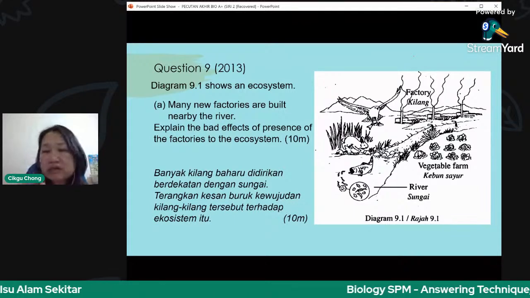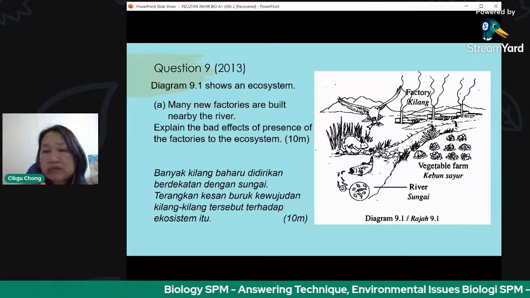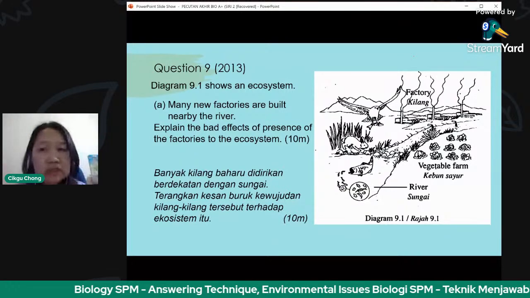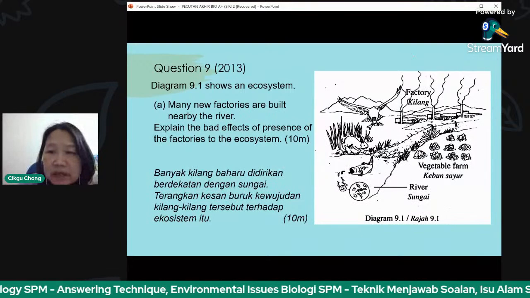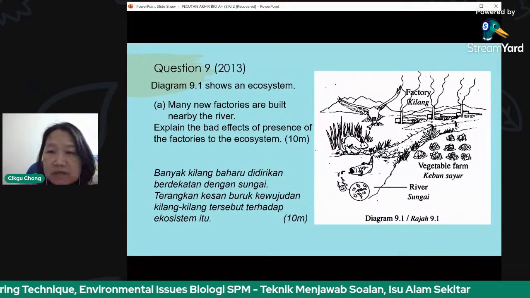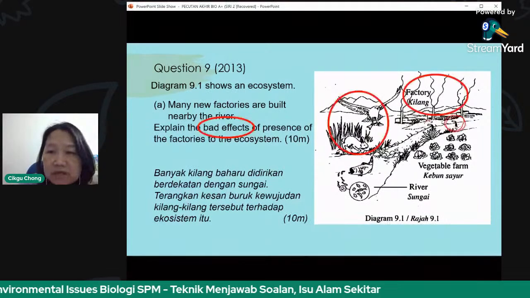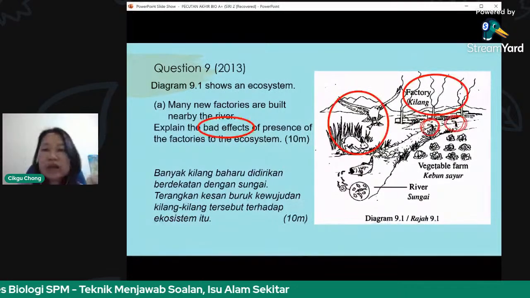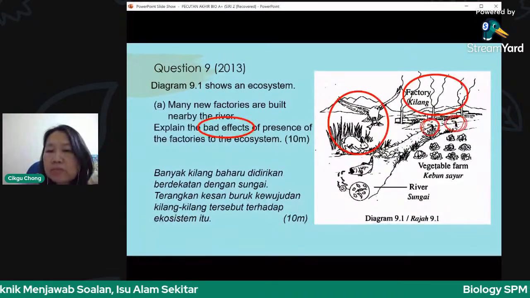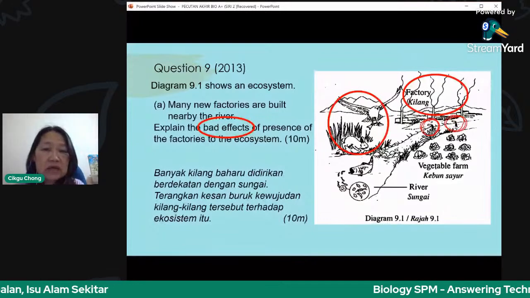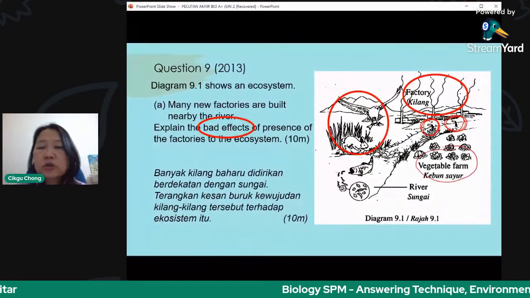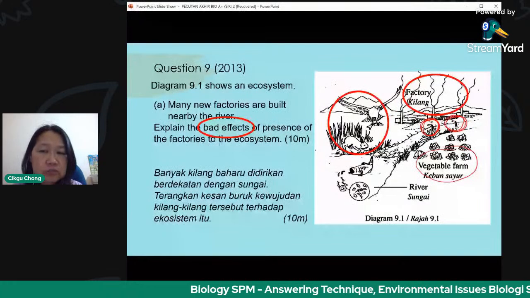Okay, and also you can see the food chain here, the eagle eating the fish, and there's a rabbit there, so it's going to affect the food chain if any of the animals here absorb the poison given off by the factory. You can see these effluents being thrown into the river. Look carefully at the picture. Then the vegetable farm, maybe they will put in pesticides, which also flow into the river. But now we're talking about factories, so no need to talk about the vegetable farm.